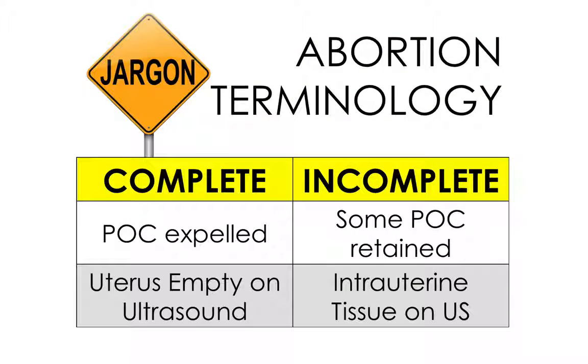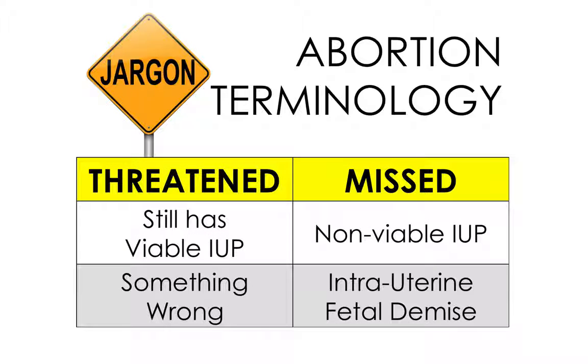Complete abortion is when all products of conception are expelled. The uterus is empty on ultrasound, and on physical exam, the cervix is closed. Incomplete abortion occurs when some of the products of conception have been expelled from the uterus. However, some of those products of conception are still evident in the uterus on ultrasound. With threatened abortion, there is still a viable intrauterine pregnancy seen by ultrasound. However, there's some other issue present that puts the pregnancy at risk.